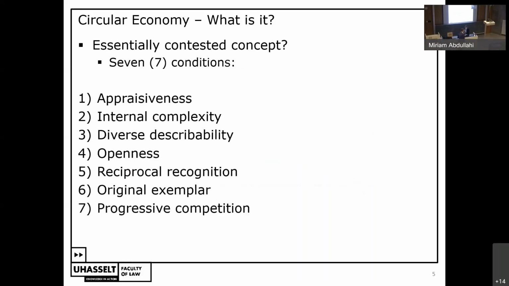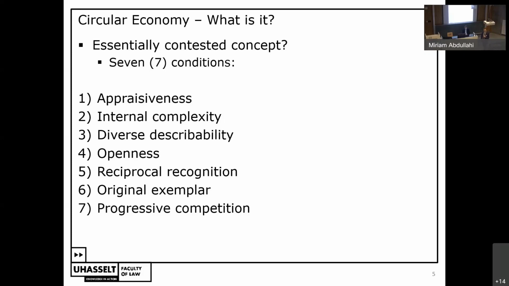Now, there are three possible outcomes. So one of the possible outcomes is that circular economy is an essentially contested concept. And the theory of essentially contested concepts was developed by W.B. Gallie in 1956. And he said, well, there are 7 conditions that have to be fulfilled in order for a concept to be essentially contested. Some examples of essentially contested concepts: art and democracy.